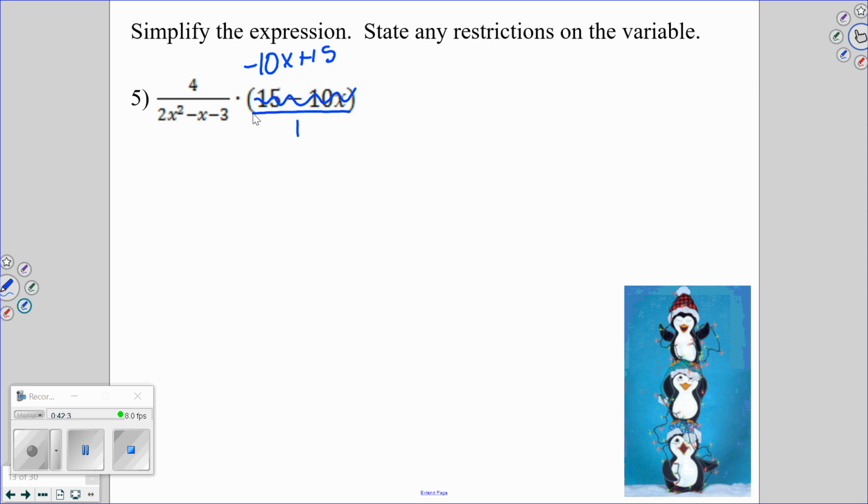That's where the problem put it. I didn't do it. The problem did it. So on the top, I have a 4. How do you factor the bottom? Oh, that's a harder one, isn't it? So 2x and x. What are your signs? Plus and minus?